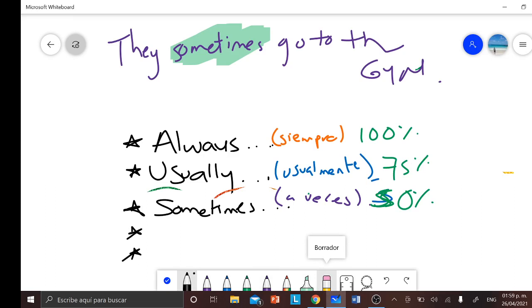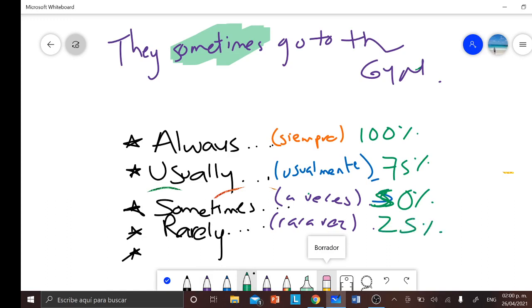The next one that we have is the adverb of frequency of rarely, like this. And rarely means rara vez. O sea, que no es muy seguido, ni tampoco siempre, ni a veces. Es nada más rara vez, casi llegándole al nunca. And this one, if we would like to give it a percent, will be like 25.